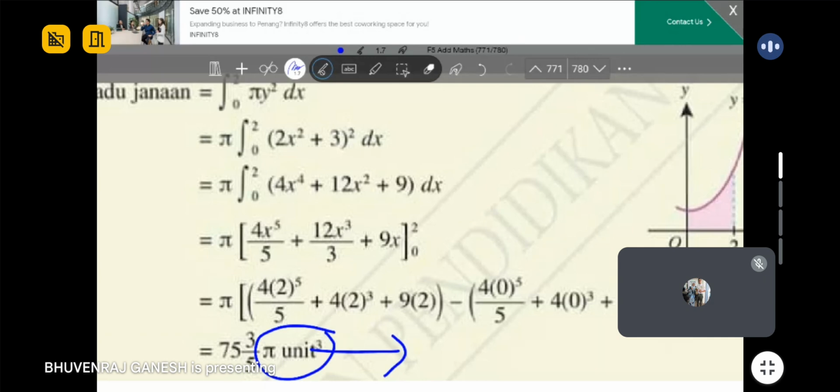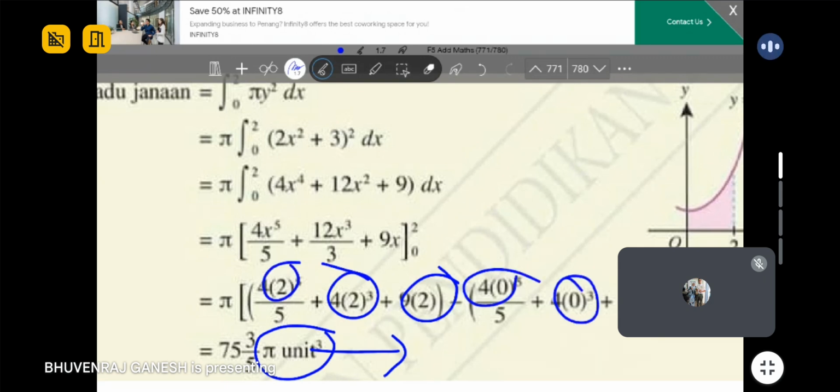Okay, and then make sure you show this step also. Kena tunjuk langkah yang ni. Because substitution always got 1 mark. Bila kamu gantikan had, ada 1 markah.